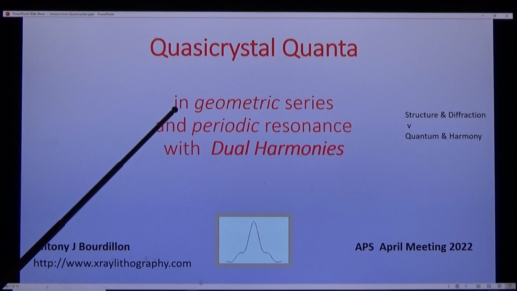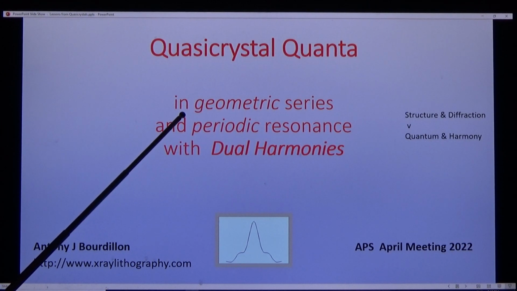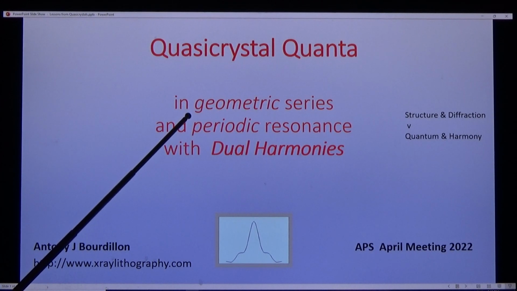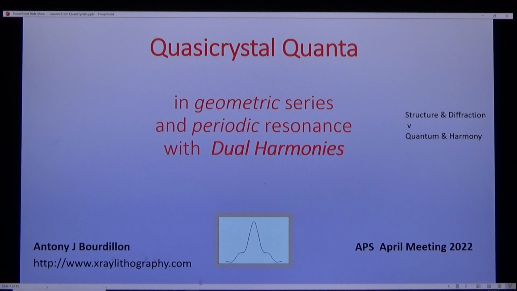Quasicrystal quanta in geometric series. When I gave this solution to the March meeting 10 years ago, the response was warm, if not hot. Then the issue was structure and diffraction. Now it is quantum and harmony.